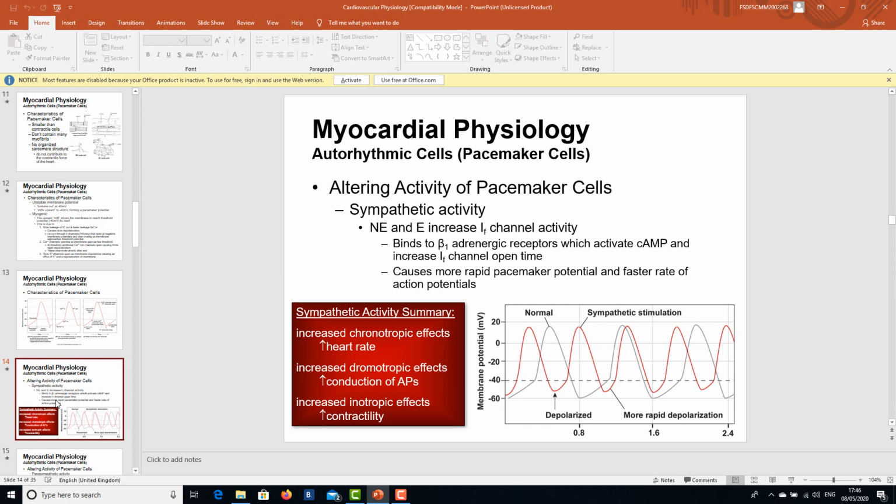Now, altering the activity of pacemaker cells. The pacemaker cells' working is not constant, I mean that their working can be altered. This is by the effect of the autonomic nervous system. Now when we are talking about altering the activity of pacemaker cells, we should know about the sympathetic activity. Norepinephrine and epinephrine increase the funny channel activity.